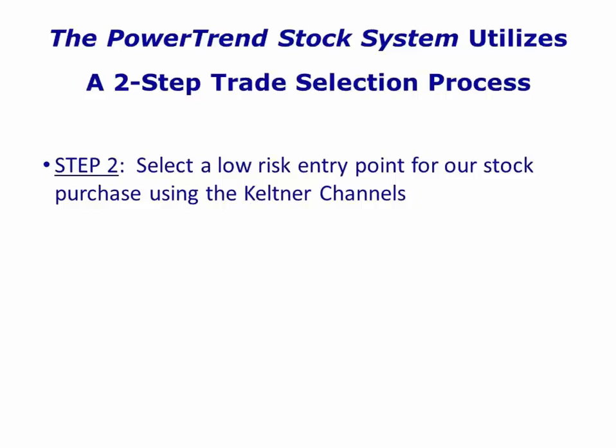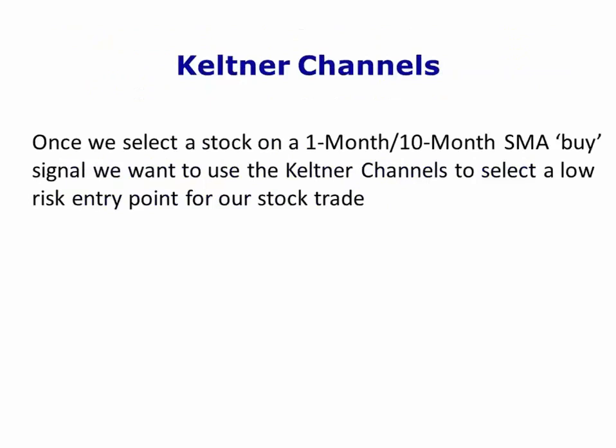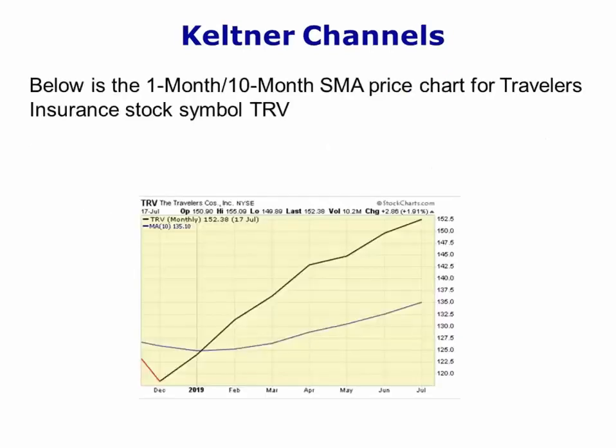Now, step 2 in the trade selection process is to select a low-risk entry point for our stock purchase using the Keltner channels. Once we select a stock that's on a 1-month, 10-month simple moving average buy signal, we want to use those Keltner channels to help us time our entry into the stock trade.